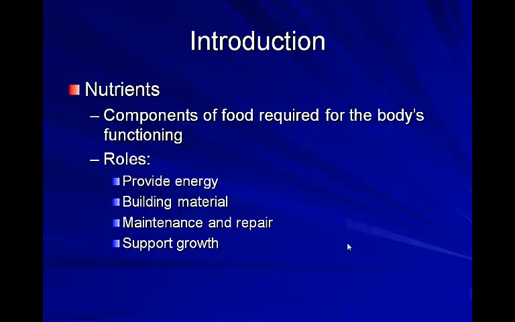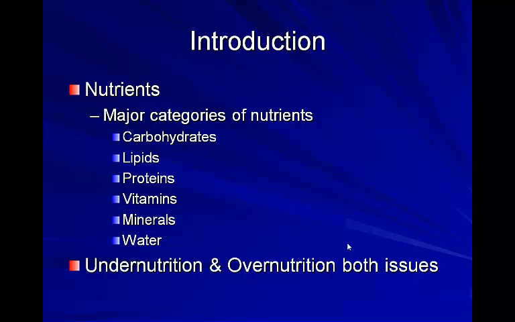Maintenance and repair. As our bodies age, as we exercise, as we wear out our joints, as we tear muscles, we rely on nutrients to help us repair those damaged tissues. And then, of course, support growth. We all start out just one cell big and go to 2 cells and then 4 cells and then 8 cells and so on. So to grow and divide from one cell into trillions of cells and then to specialize into specific tissues and organ systems, we need nutrients to do that.